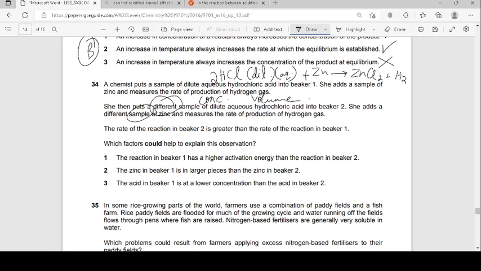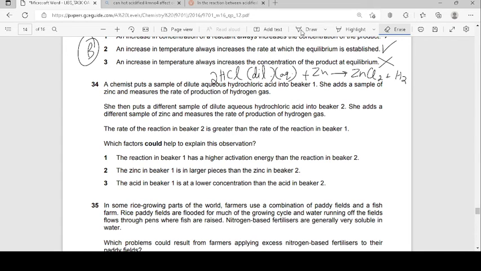And then a different sample of zinc. A different sample of zinc could mean a different mass, or it could be a different size of particles, like maybe one has crushed particles and another has big pieces. So that could be different, but we don't know the exact difference. And she measures the rate of production.